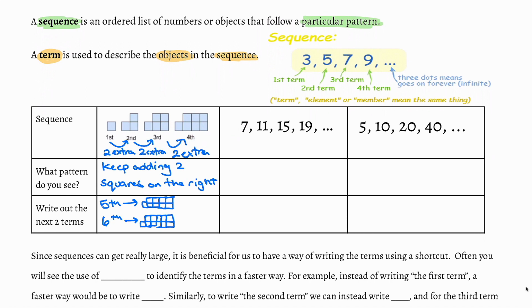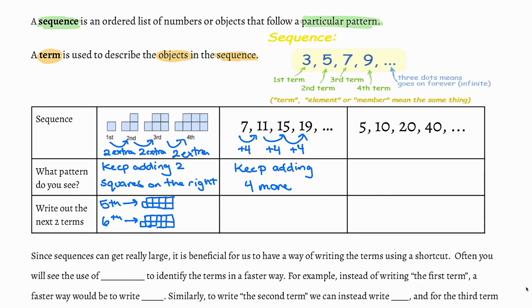Let's take a look at the next one. What about the sequence that goes 7, 11, 15, and 19? What kind of pattern am I seeing there? Well, it looks like each time it's adding 4. And from 11 to 15, they added 4 more. And from 15 to 19, they added 4 more. And it's going to keep doing that. So they keep adding 4 more each time to the previous term, right?